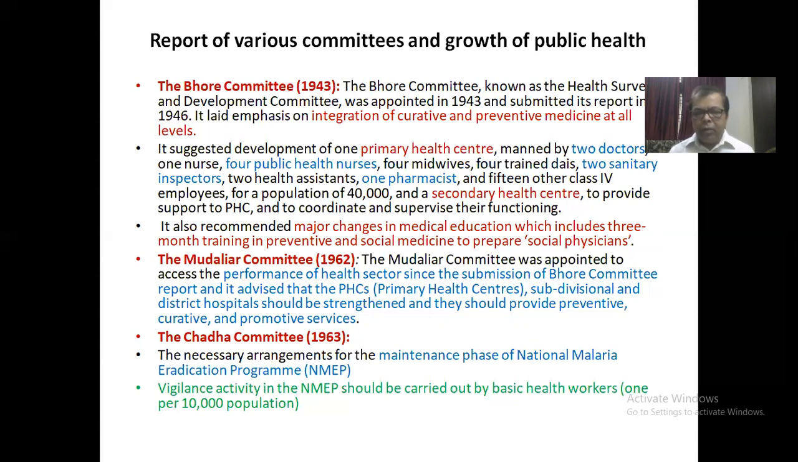It's very important because we need to understand what kind of components or constituents of a primary health center need to be there. It should be manned by 2 doctors, 1 nurse, 4 public health nurses. Now, this public health nurse is something that we need to understand. Then 4 midwives, 4 trained dais, 2 sanitary inspectors.